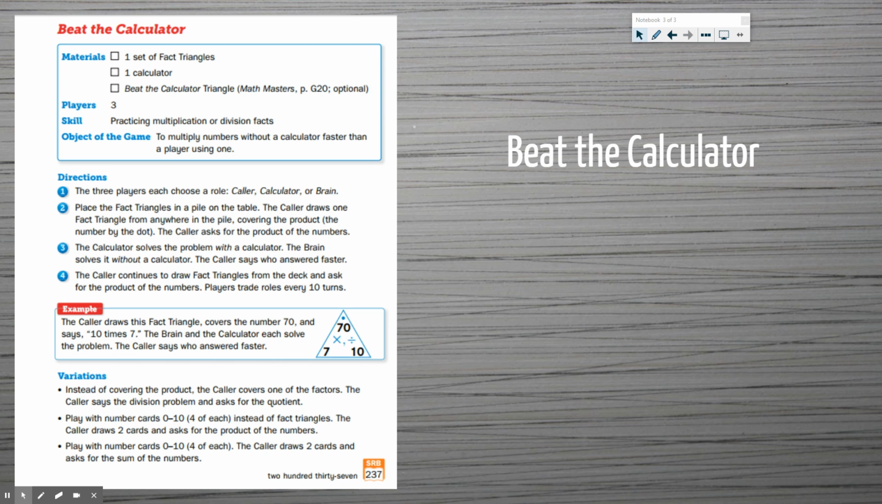The tricky thing with this is if it's a problem like 2 times 3, sometimes the calculator might know the answer really quickly and they yell their answer out, but you really have to put it in the calculator and solve it. So it's kind of a fun game to see who can be faster.